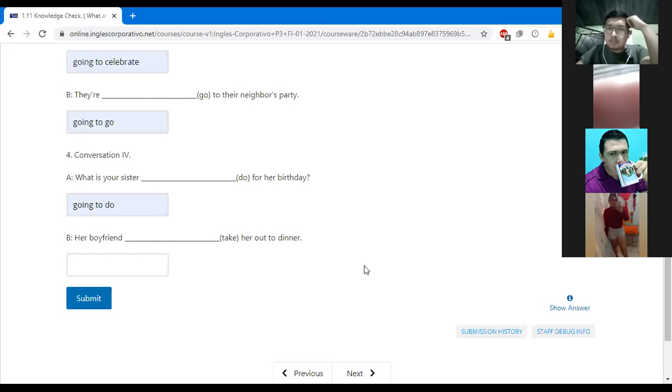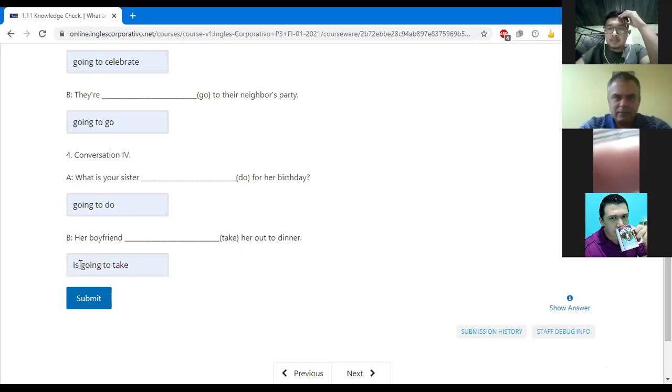Look at the question. Read the question in letter A. Going to take. Look at the question. They say, what is your sister going to do for her birthday? Okay. And then it says, talk. Her boyfriend going to. Yes. Hay una palabra de dos letras que les hace falta. Is. Okay. Who said is? Hazel. Is going. Okay, yes. Her boyfriend is going to. Remember that when we use going to, we always have a form of verb to be. Is. Okay. So we say is, are.